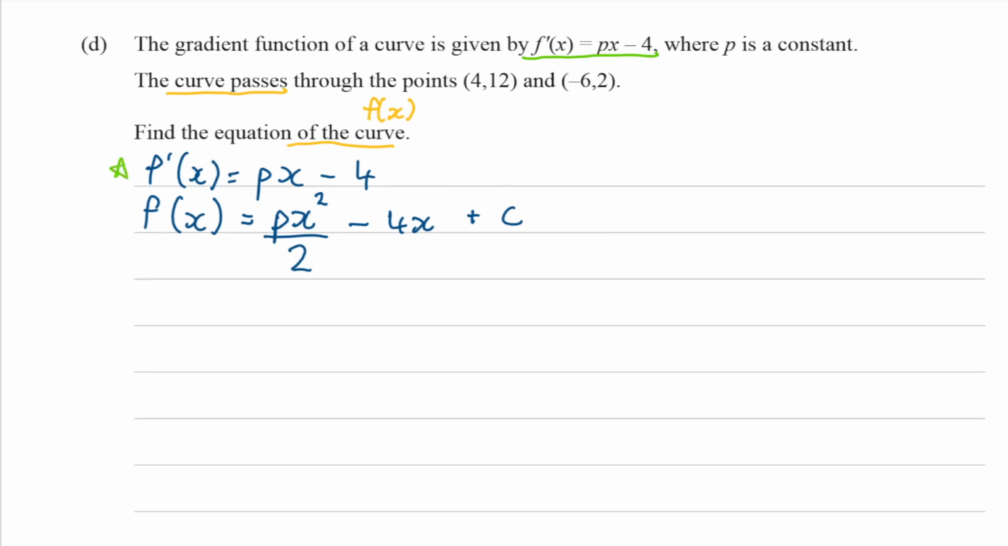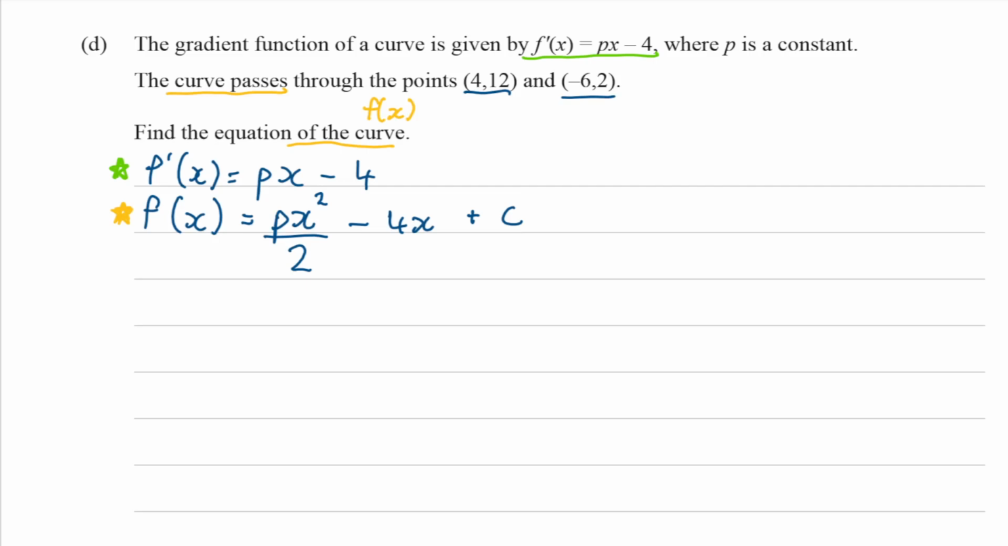So, a quick recap. This was our gradient function. We got the antiderivative and found the original function. However, you'll notice there are a few unknowns here. We have P and C. Very PC. Anyway, we need to find those, P and C. What else are we given? Well, we are given 2 points, an x and a y value, or an x and an f of x value. So we can substitute those points into our equation and solve for the unknowns.